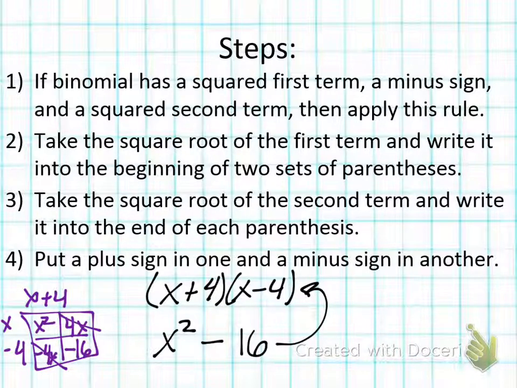Now we're going backwards, so we want to get back to this expression. So we're doing the opposite. Instead of squaring the first term like we did to go this way, we are taking the square root. Okay, so we take the square root of x squared, I get x and put it here. Take the square root of 16, I get 4 and I put it here. And I put one plus sign and one minus sign.